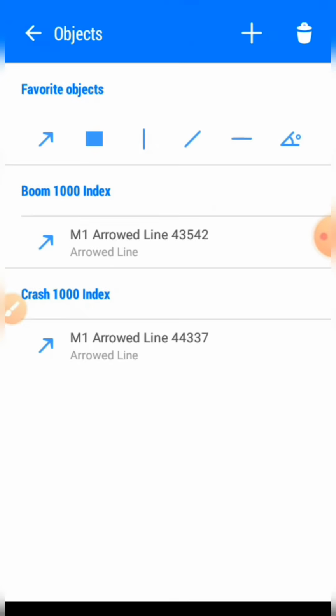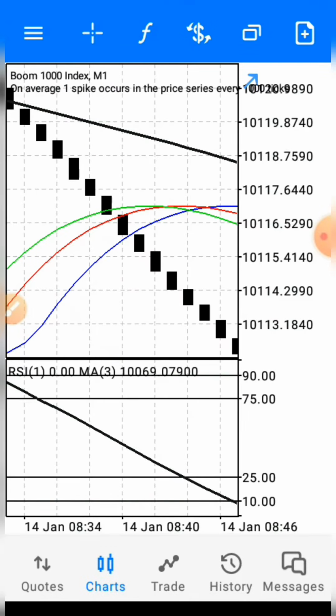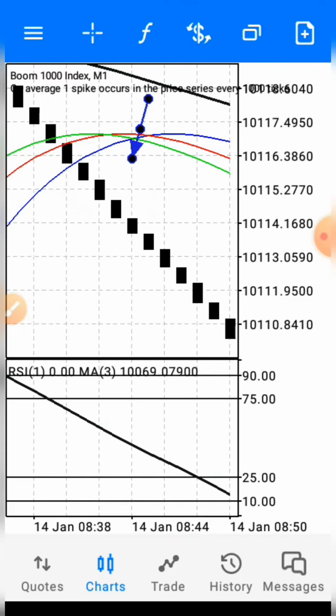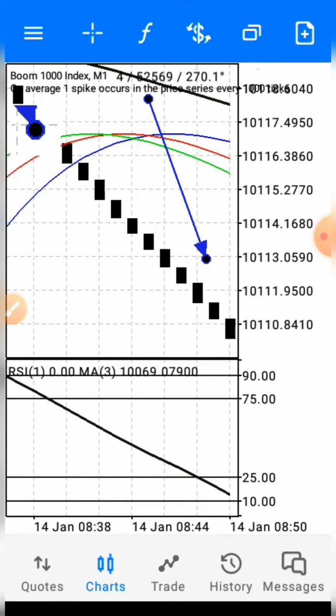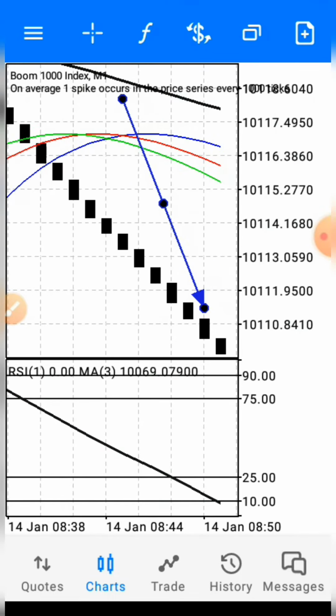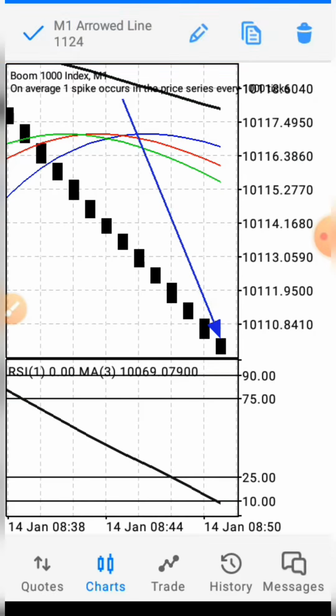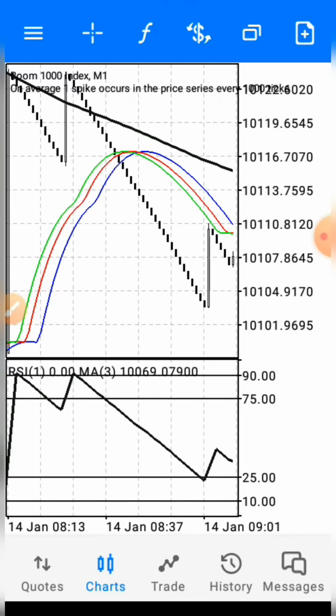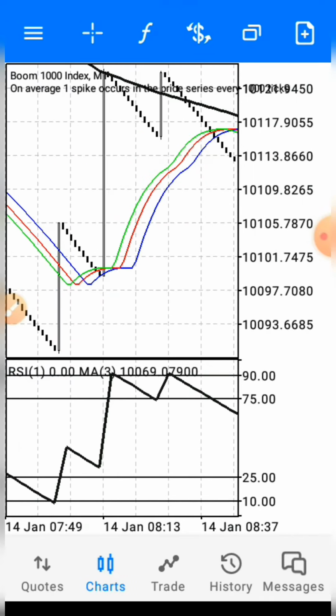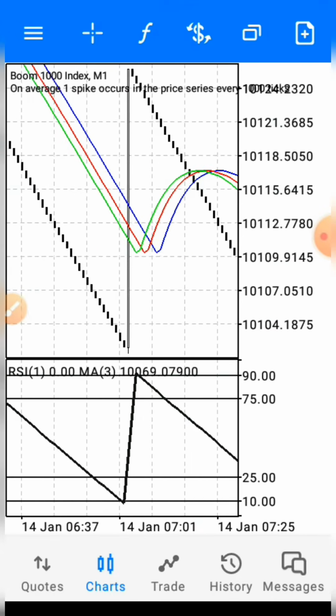Let me show you. You can see that we have, let me just start from this one. 1 2 3 4 5 6 7 8 9 and 10. And see, we have 10 candles after that crossing happened, and after that you get out of the market, then you look for another opportunity.